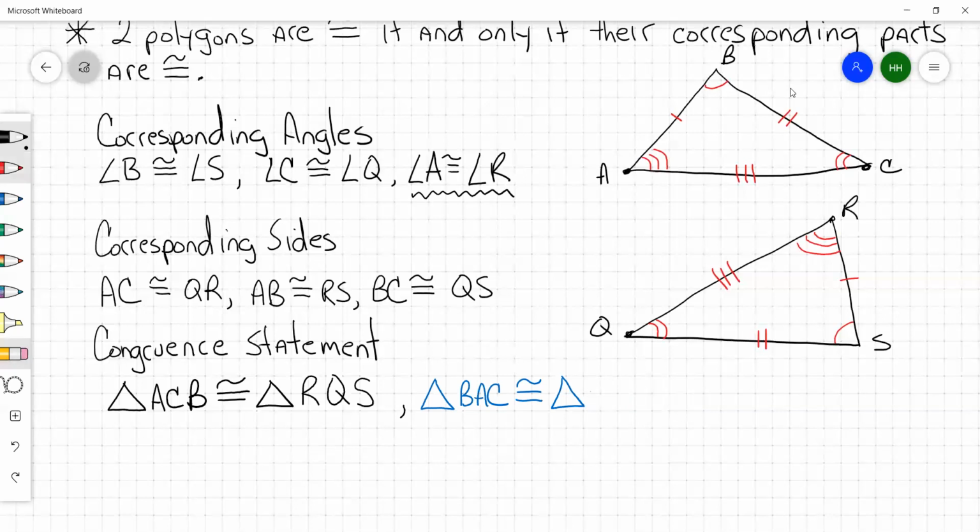It's whatever corresponds to B. B's got 1. Where did I get C? It's going to be S. What corresponds to the A is R. Whatever corresponds to the C is Q. Yes, thank you.